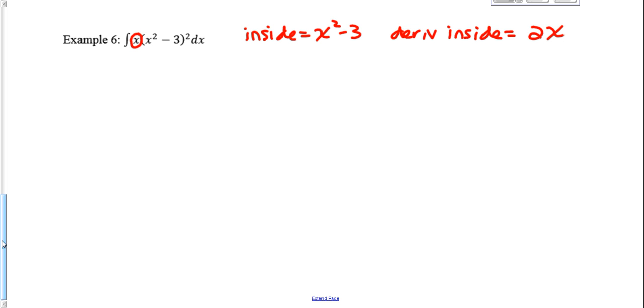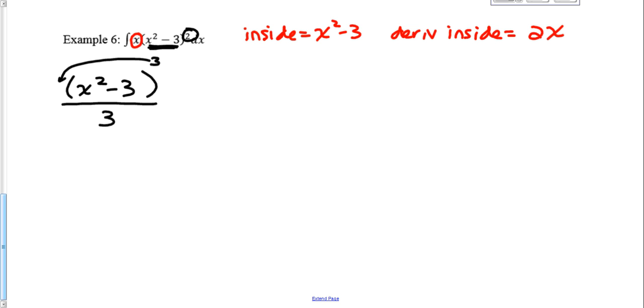Thinking this through, we're going to end up with something raised to the second power, which means I'm going to end up with something raised to the third divided by 3. I add 1 to the exponent and divide by that. x squared minus 3 is that something. Now, when I take the derivative of this, my exponent is going to come down, which is going to simplify with this 3 down here. My exponent will then become 2.